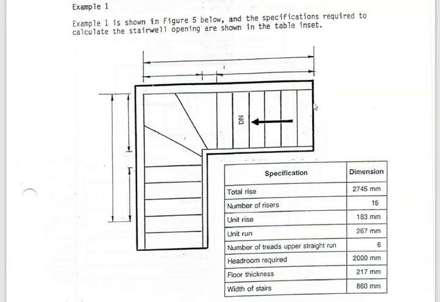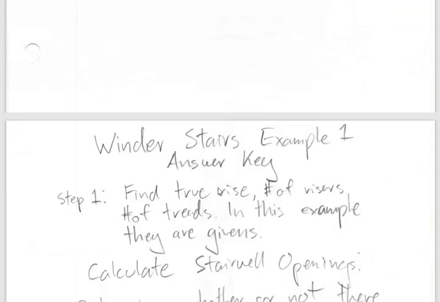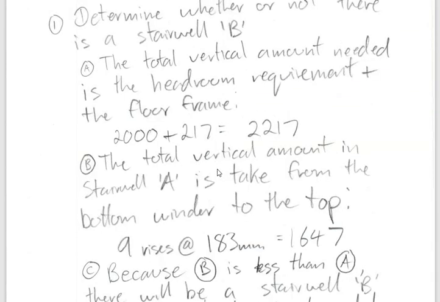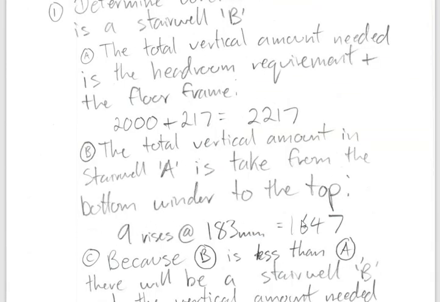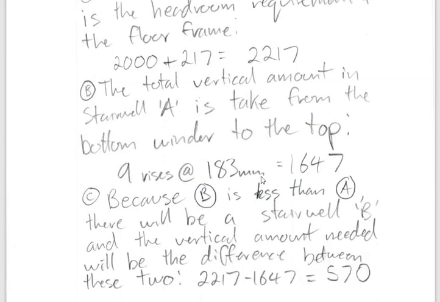So we just count these off, each line representing a rise. So we have, standing here, 1, 2, 3, 4, 5, 6, 7, 8, 9. We also know that each one of those rises is 183 millimeters. So we're going to put those two numbers together, and that happens here. 9 times 183 is 1,647. So what we just determined is that the vertical distance in that upper stairwell is not enough for us to frame off the floor above, because we didn't reach this number here.